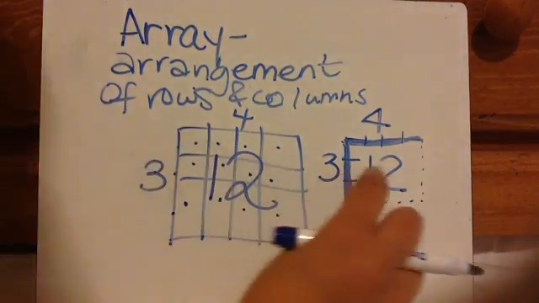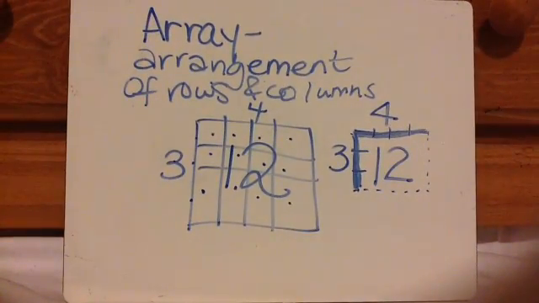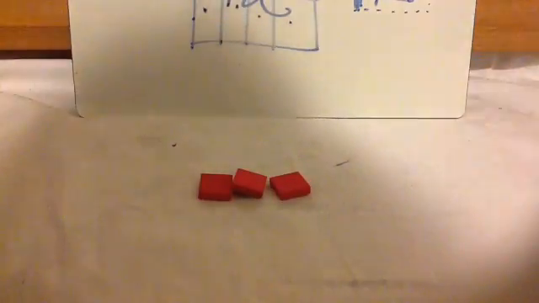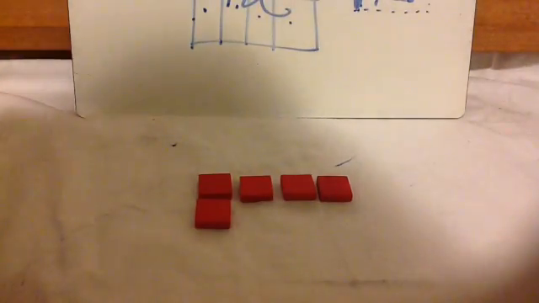Now sometimes our arrangement might not work perfectly, and there will be leftovers. So I will also explain that too. So let's look at a visual using manipulatives. So I have here, let's do 1, 2, 3, 4 columns, 3 rows, okay, and then we'll fill in the rest.